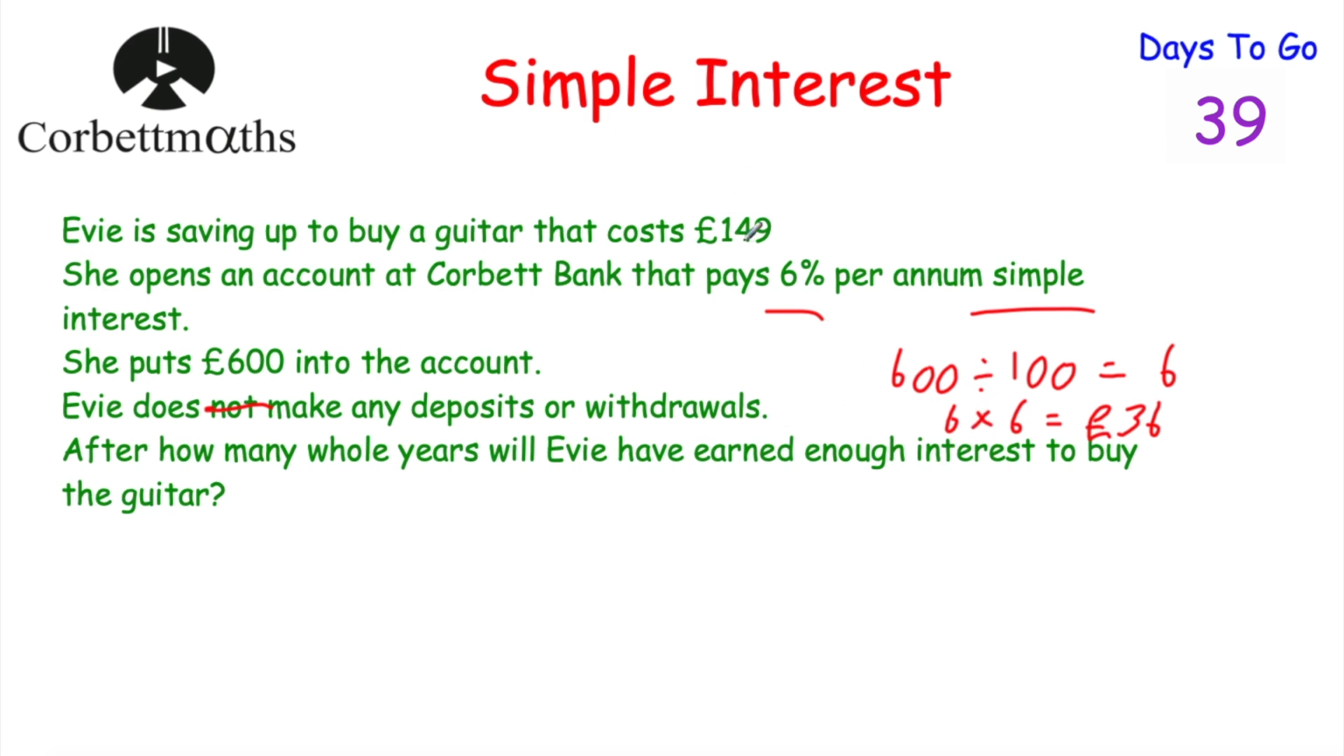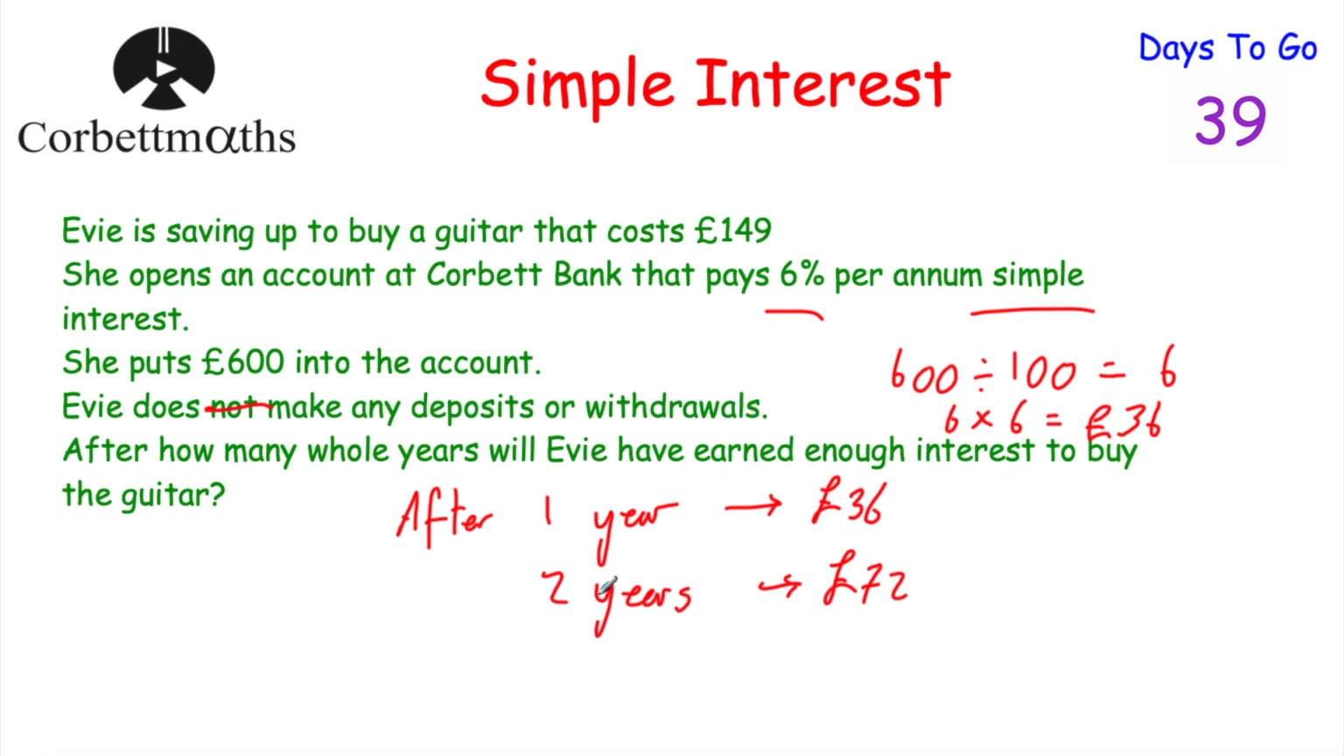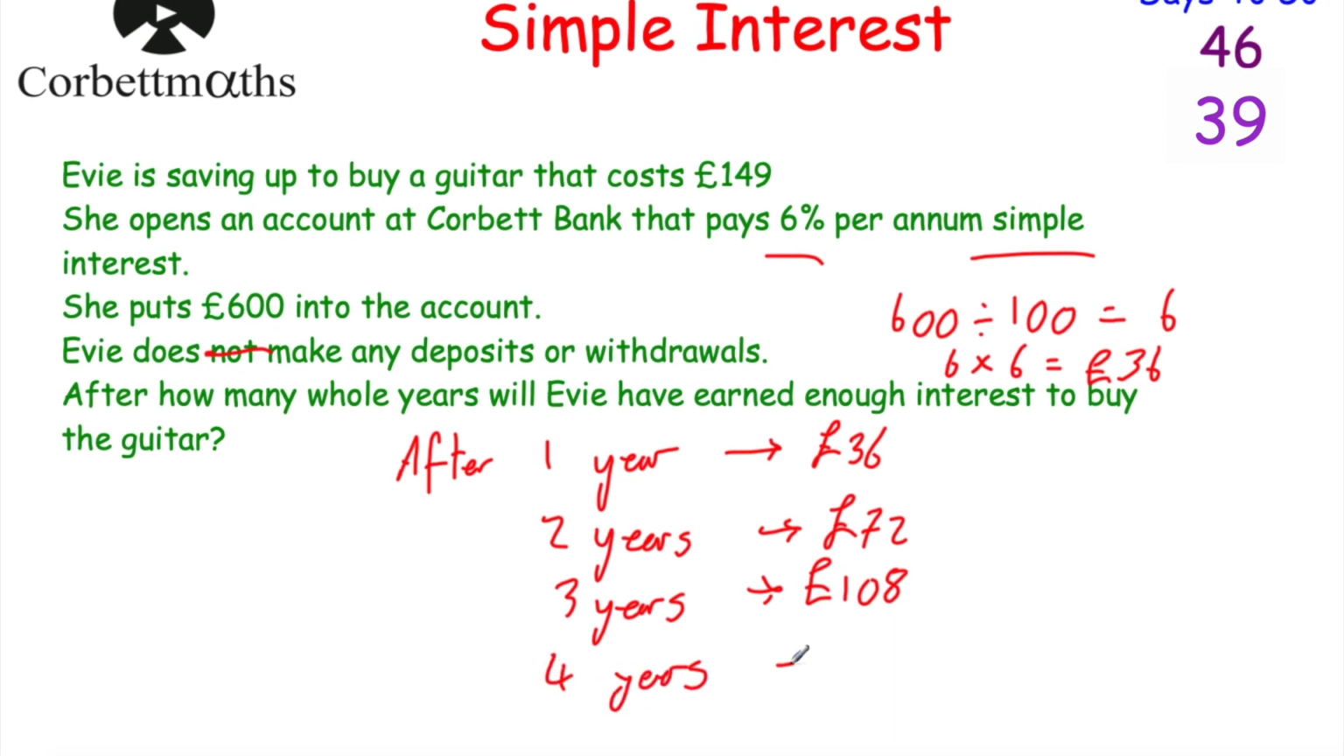Now she wants to buy the guitar using the interest. It costs £149, so we can just count up in 36s. After 1 year, she'll have earned £36. That's not enough for the guitar. After 2 years, she'll have earned £72. Again, that's not enough money for the guitar. After 3 years, she'll have earned £108. Again, that's not enough. After 4 years, she'll have earned £144, which isn't quite enough money for the guitar.